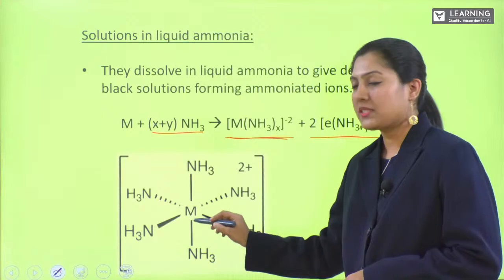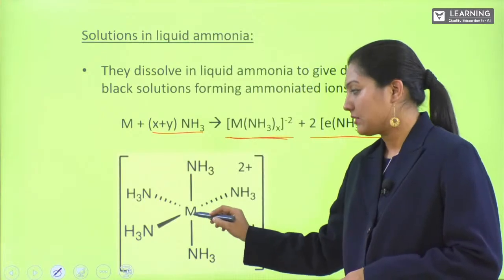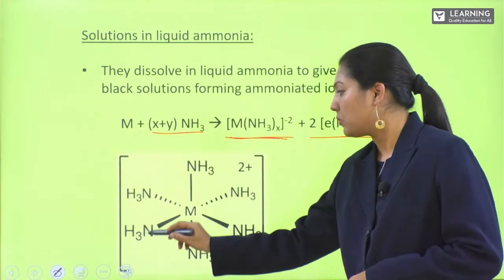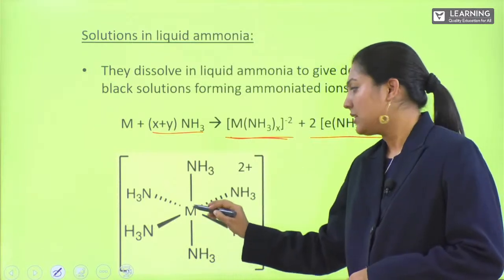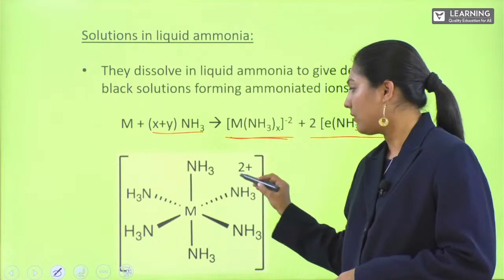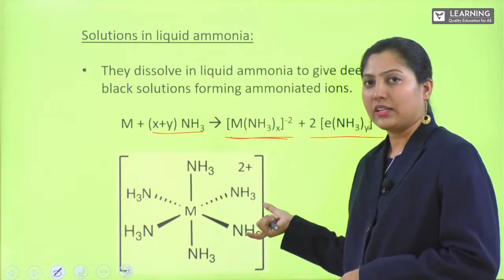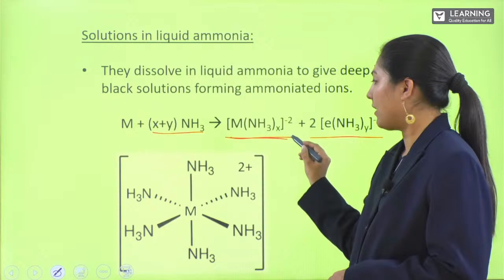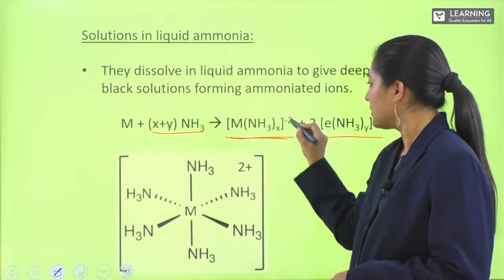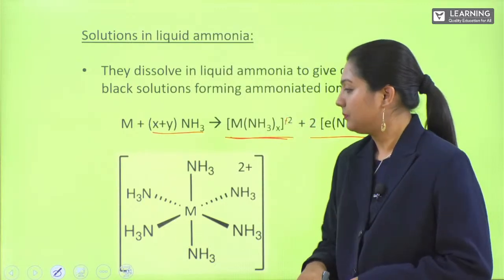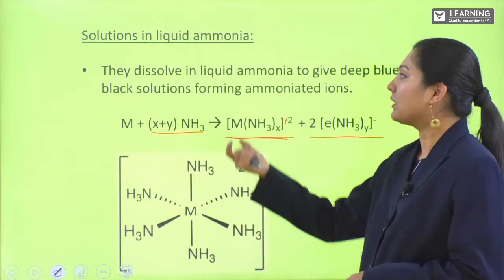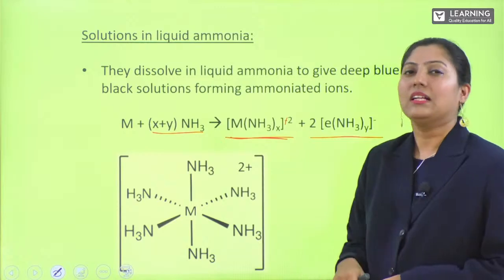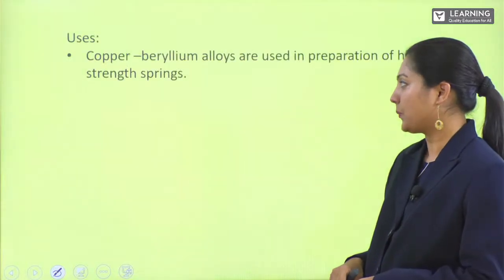The central metal ion will be in the center, and all the ammonia molecules will be connected with the central metal atom, and you have the charge for this coordination sphere. So that is what we have written here. You can get this as +2. So this is what we get, the complex when the metal has reacted with liquid ammonia.